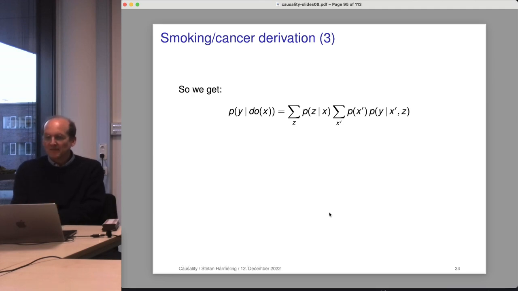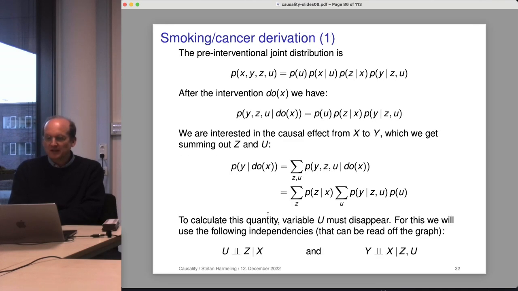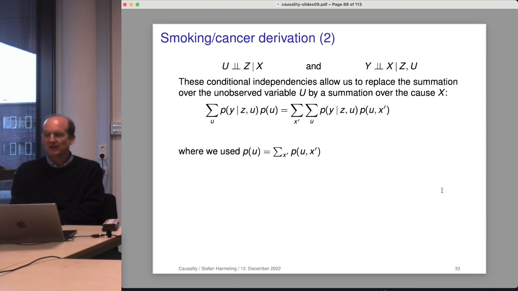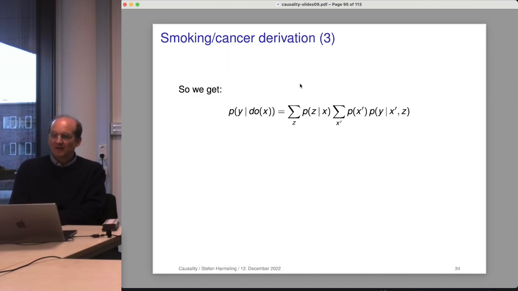Okay, great. So what do we get? Where were we before we went to this derivation? We already were at the point where we said that the p of y given do x is this complicated expression where we have a summation over all possibilities of u, and we replace this summation now with a summation over x prime. Okay, so let's rewrite this. So now this is our new formula, and when we look at it, we see p of the tar given smoking or not is something we can observe. Then we have a probability distribution about people smoking, and we have a probability distribution about people getting cancer, given that they are smoking and that they have tar in their lung.